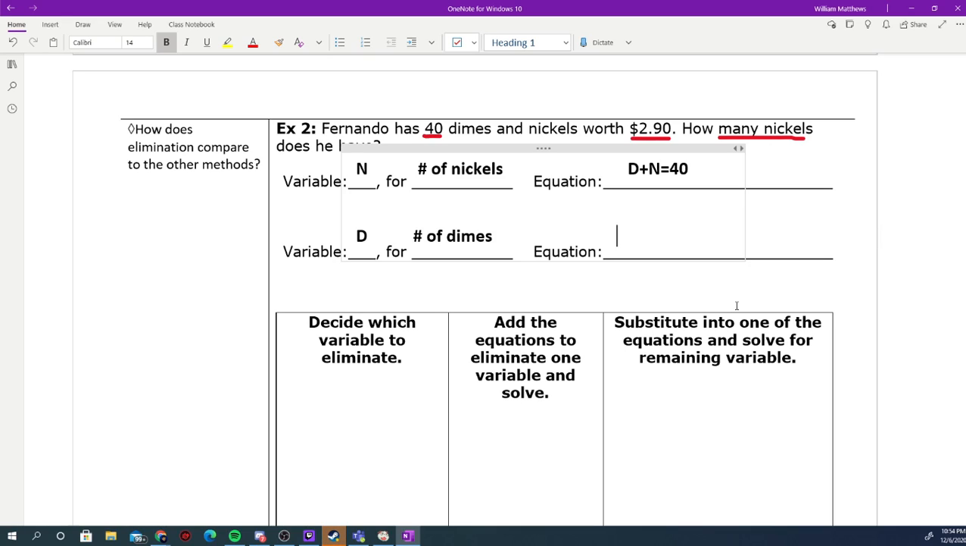Nickels being worth 5 cents, so I show that as 0.05 for a nickel, plus the 10 cents for each dime, which is shown as 0.10, and this will equal the total worth $2.90.